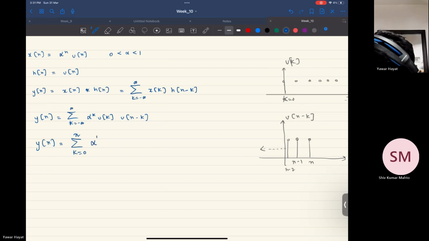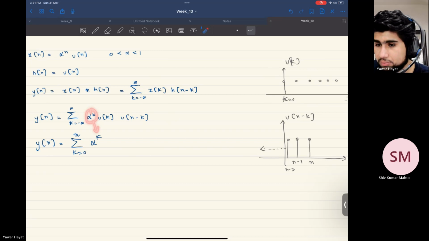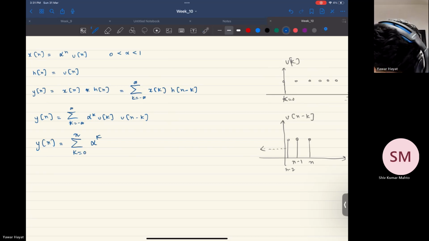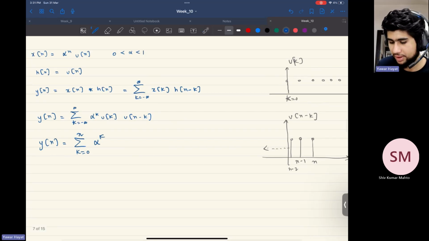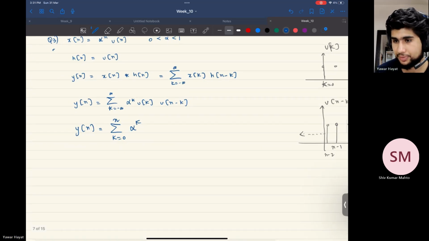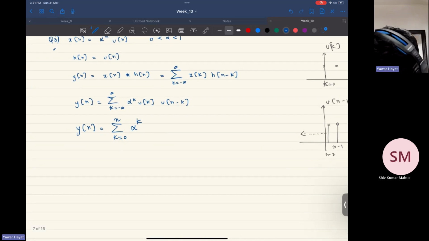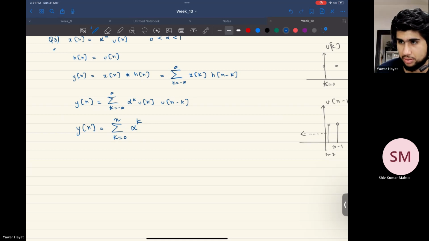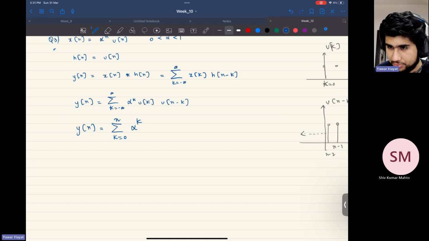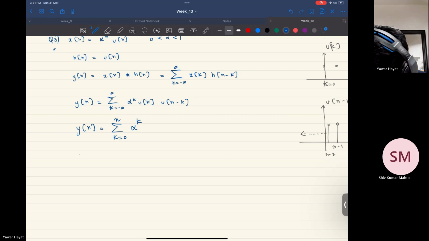And I'm left with this alpha power k. Evaluate this summation. You need to evaluate alpha power k, summation k varies from 0 to n. To simplify the matters, expand the summation. It will look something like this, all the way to alpha to the power n.